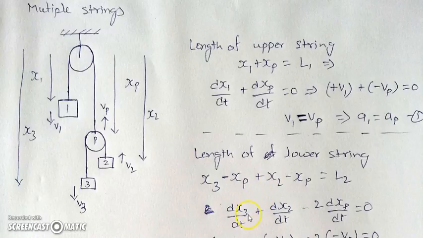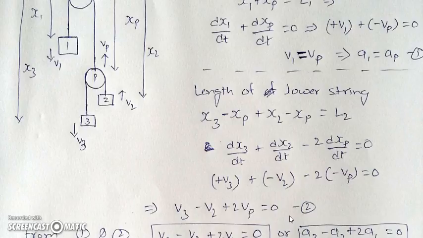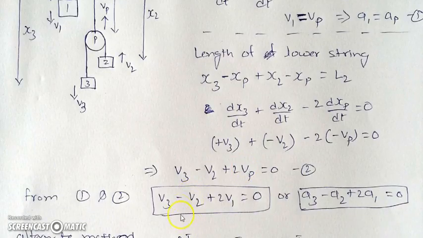So we can get by differentiating, as x3 is increasing, we will replace it by plus v3, and x2 is decreasing, so minus, and similarly xp is decreasing in the assumed direction of velocity, so it will be minus. We'll get this relation. And from equation 1 and 2, we can get the relation between v1, v2 and v3 as this.